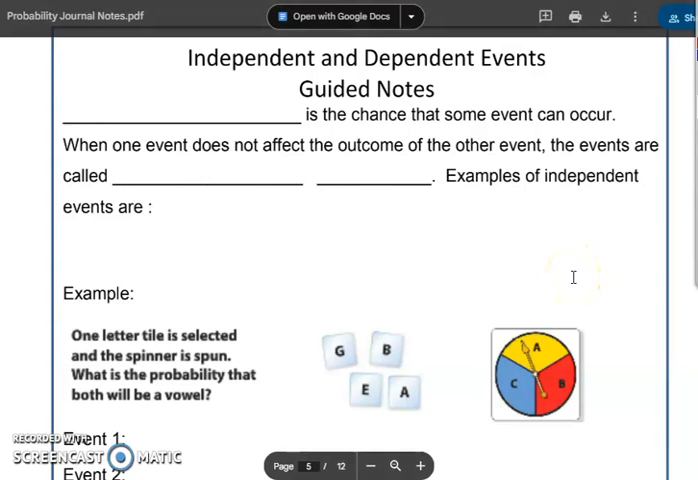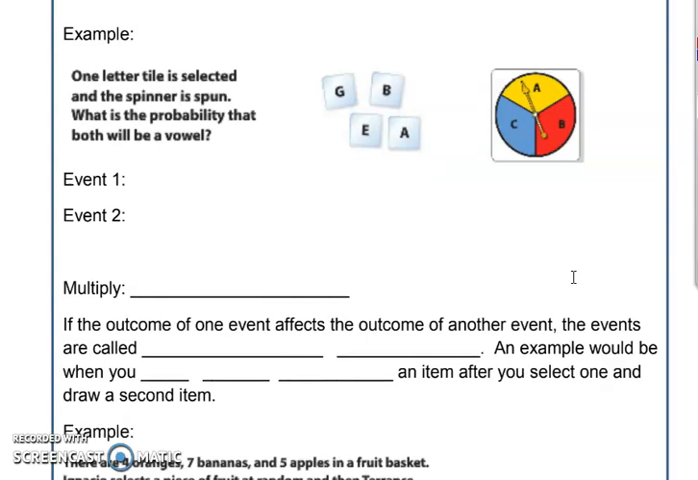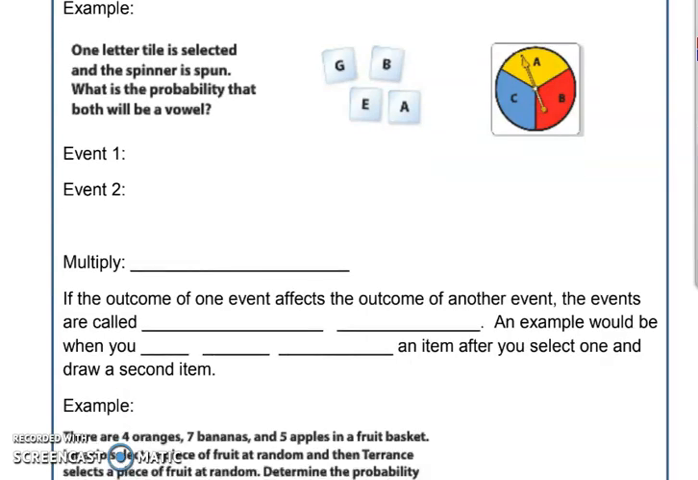So now, I really like these two problems that you see here. It says one letter tile is selected right here, and the spinner is spun. What is the probability that both will be a vowel? So we can tell we are doing two things here. So I always put probability, and then I put the two things. I never put the word both. That's going to mess us up. I always put vowel, then another vowel. I'm putting a V for a vowel. So this is telling me I want the probability of a vowel and then another vowel.